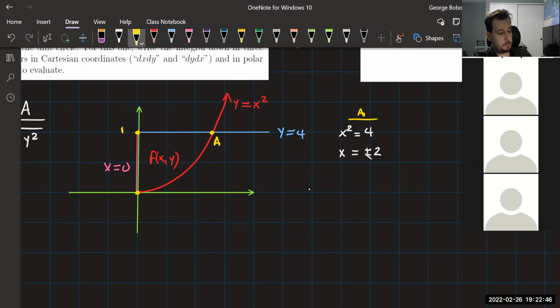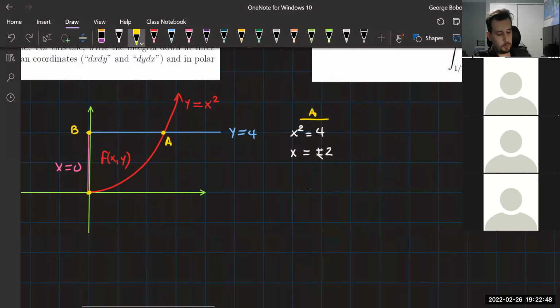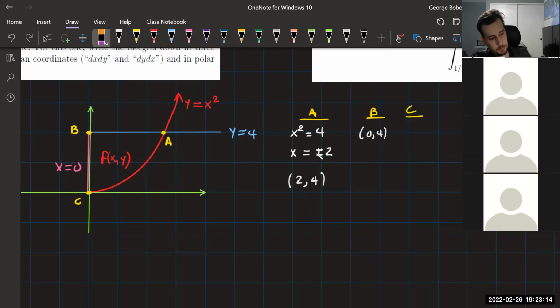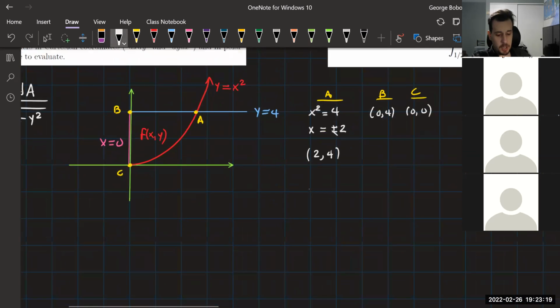Can Grace tell me what point B is over here? Like, how can I write point B now? B would be at x equals 0, y equals 4. Okay, so x equals 2 here and y equals 4. All right, we have the B point. Okay, and C is very easy, Grace. It would be 0, 0. Okay, so we got these guys down and we need them.